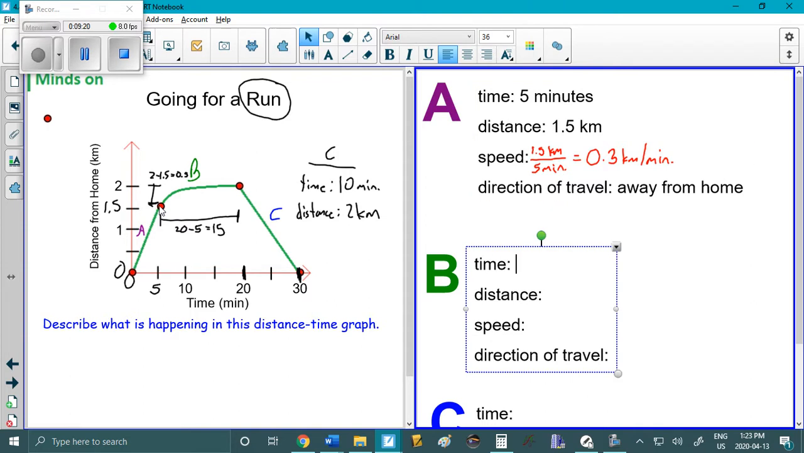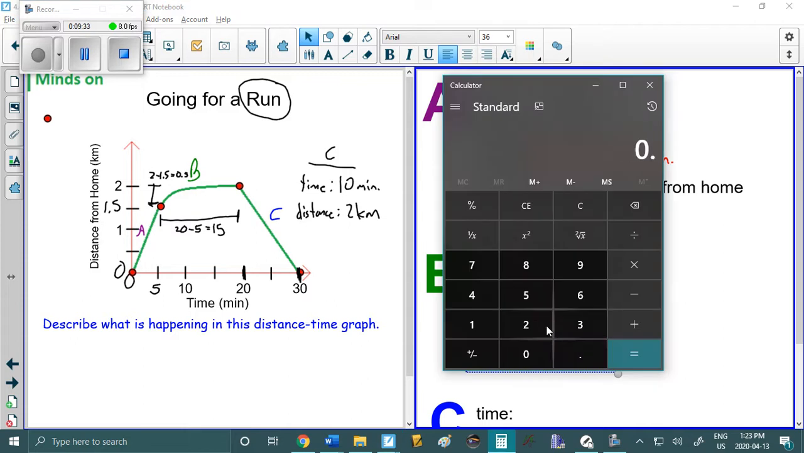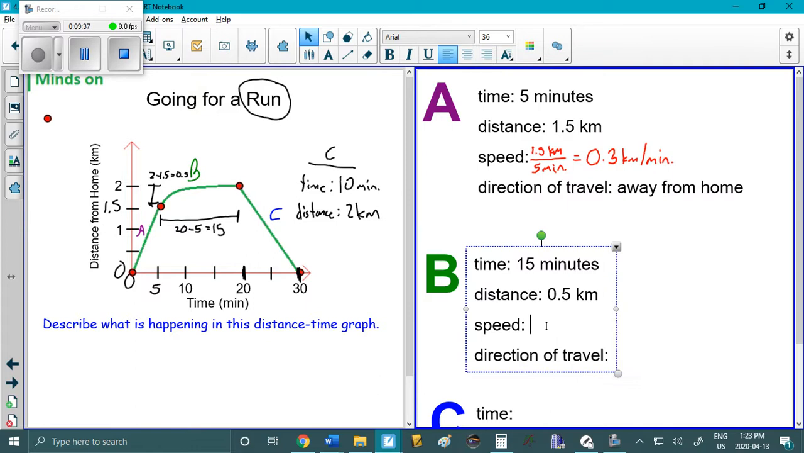The time we already talked about was 15 minutes. The distance traveled, we said, was 0.5 kilometers. And if I wanted to get the average speed over that time, I would do 0.5 divided by 15, and I would get around 0.033 kilometers per minute.